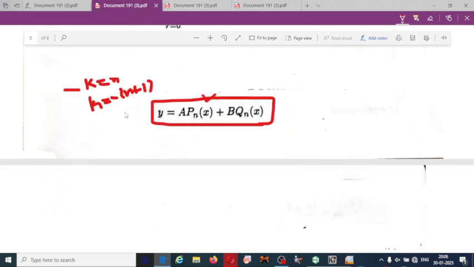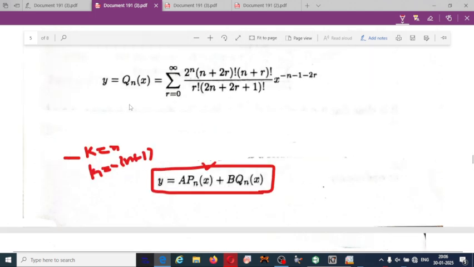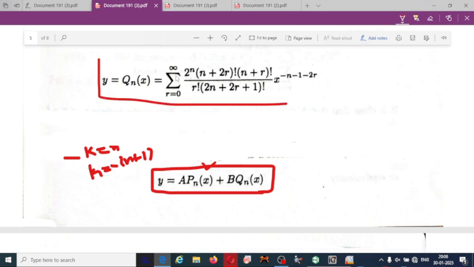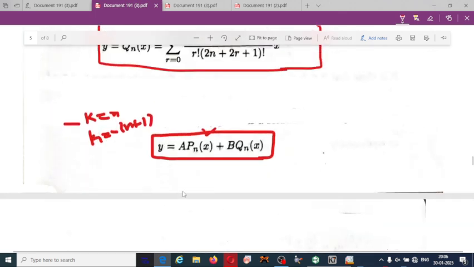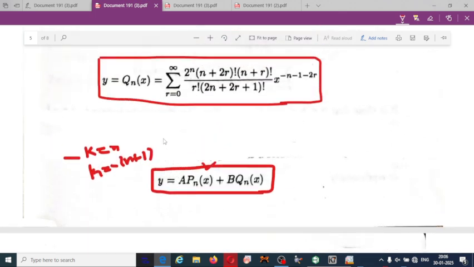And when we get the second kind Qn of x, that is k equal to minus n plus 1, this is the standard equation of Legendre's differential equation of second kind. Qn of x and Pn of x make the complete solution of Legendre's differential equation. So Legendre's function is denoted by Pn of x, called first kind, and Qn of x, called second kind, due to the given conditions.